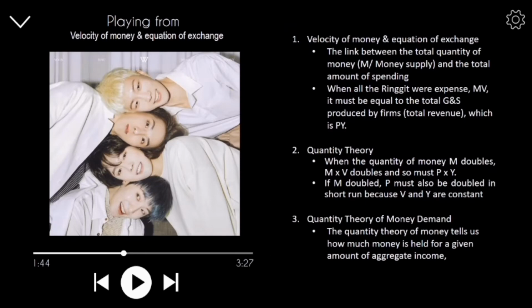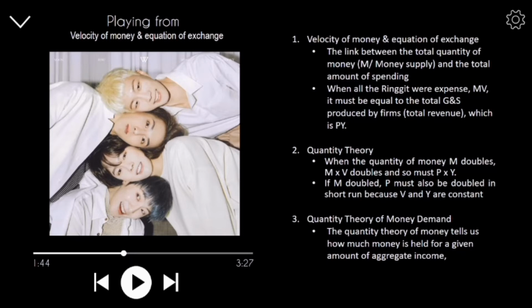The velocity of money in the equation of exchange explains the link between the total quantity of money and the total amount of spending. When all the money is spent, it must equal the total revenue. Next is the quantity theory. It states that velocity is fairly constant in the short run. Transforming the equation of exchange gives the quantity theory of money, which states that nominal income is determined solely by movement in the quantity of money.